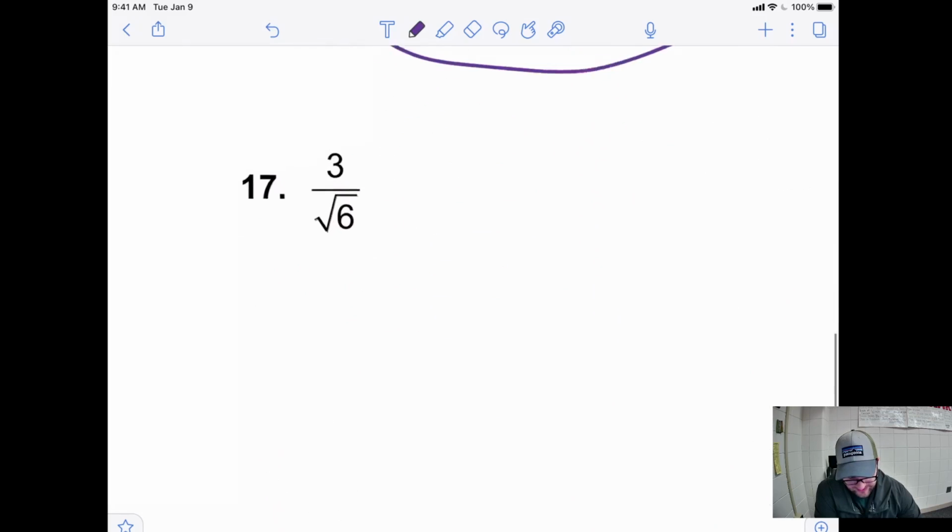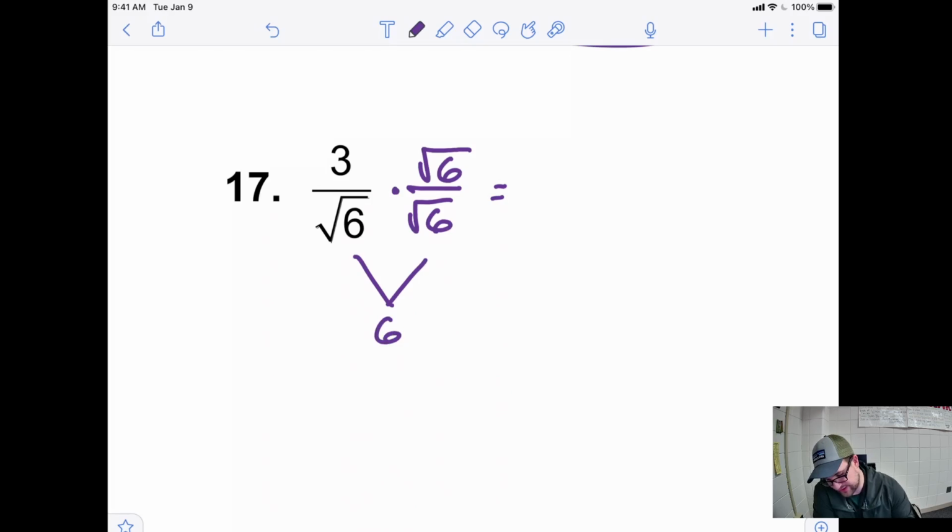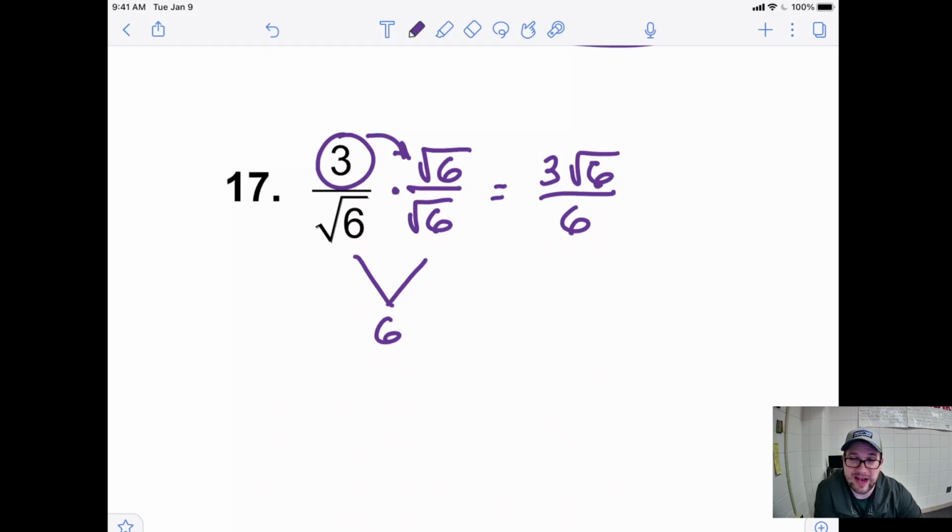Number 17, which is 3 over the square root of 6. No tricks here. Rationalize the denominator. Remember, when you do this, square root of 6 times square root of 6 is going to give us just a 6 on the bottom. Up top, 3 times the square root of 6 is 3 square roots of 6. Now, the radical can't be simplified. 6 is only going to break down into 2 and 3, and that doesn't help us out.